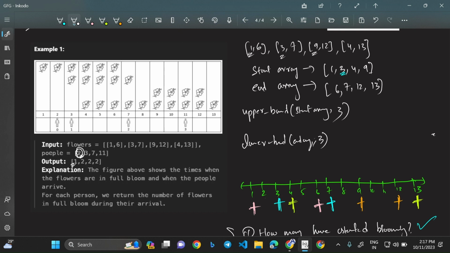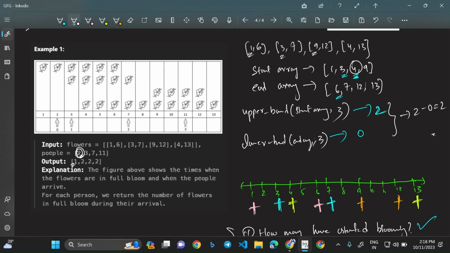So upper bound on 3 in the start array gives me the index value 2, because upper bound will always give the index of the element which is just greater than the target that we are trying to find. So this is the target, but what's just greater than 3? This, so it will give this index. And lower bound on 3 gives the value which is greater than or equal to the target. We are looking for 3. There is no 3, but there is 6, so it will give this index, 0. So 2 minus 0, which is equal to 2.